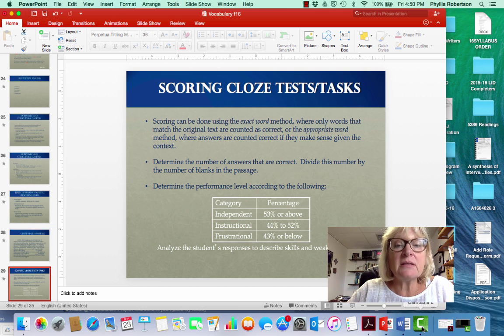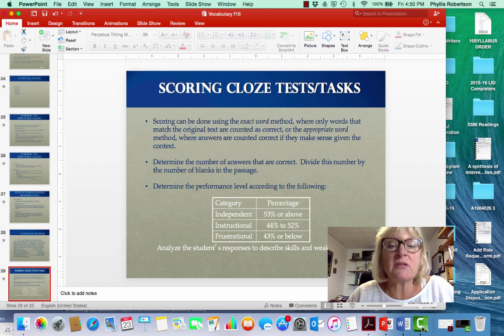And then there's some ideas here about scoring cloze passages. This is something that you can do yourself. You can take the very passages the students are going to read. You can delete some of those words, and then you can either score it using an exact word method where the student, to get credit, has to give you the exact word that came out of the text.